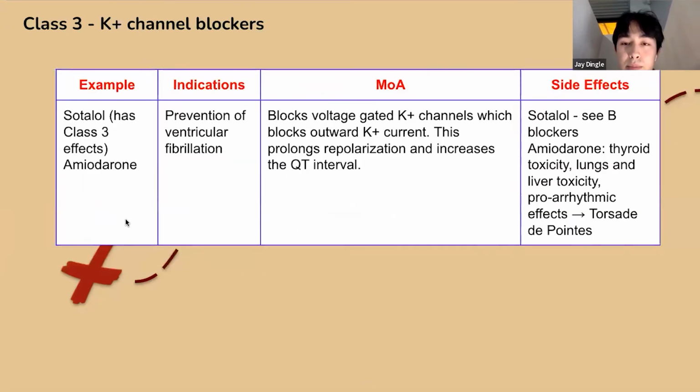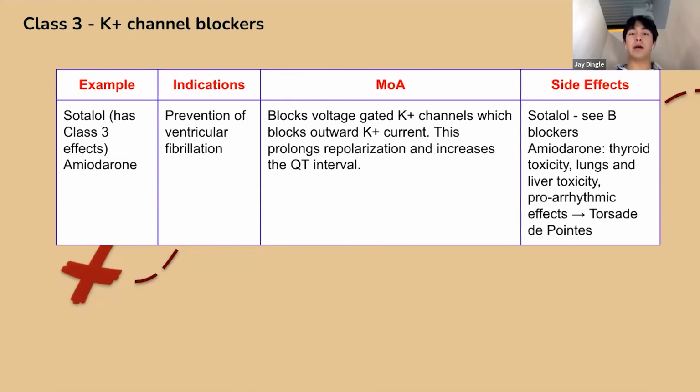So our third class is potassium channel blockers. We're looking at sotalol and amiodarone for our examples, and we use this for prevention of ventricular fibrillation as well. Sotalol is a beta blocker with class 3 effects, so you're going to have side effects similar to that of beta blockers. Amiodarone, the side effects are thyroid toxicity, lung and liver toxicity, and it may also aggravate arrhythmic effects as well. So you've got to monitor that carefully.